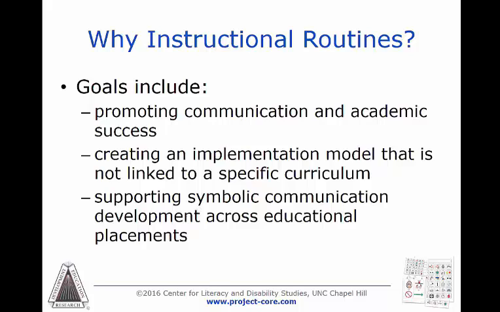Instead of focusing on a specific curriculum or program, we are identifying instructional routines that could be applied across a variety of curricula or instructional programs. We are also working to identify routines that could be used to support symbolic communication development across educational placements, including classrooms where all of the students are learning to communicate symbolically, classrooms where only a few students are still developing symbolic communication, and general education classrooms, where individual students with significant cognitive disabilities are sometimes placed.